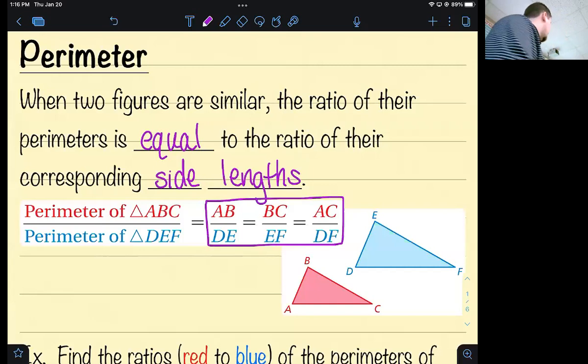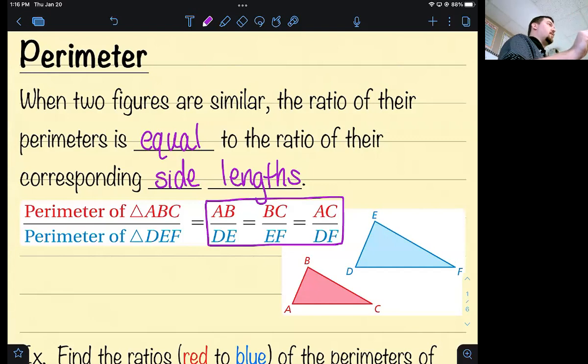Side AB corresponds with the blue triangle to side DE. Side BC on the red triangle corresponds to EF. And so replace those with numbers. Maybe it's 3/5, 3/5, and 3/5, because we know the ratios are always the same on two similar figures. What I'm saying is if the side length ratio is 3/5, the perimeter ratio is also going to be 3/5.